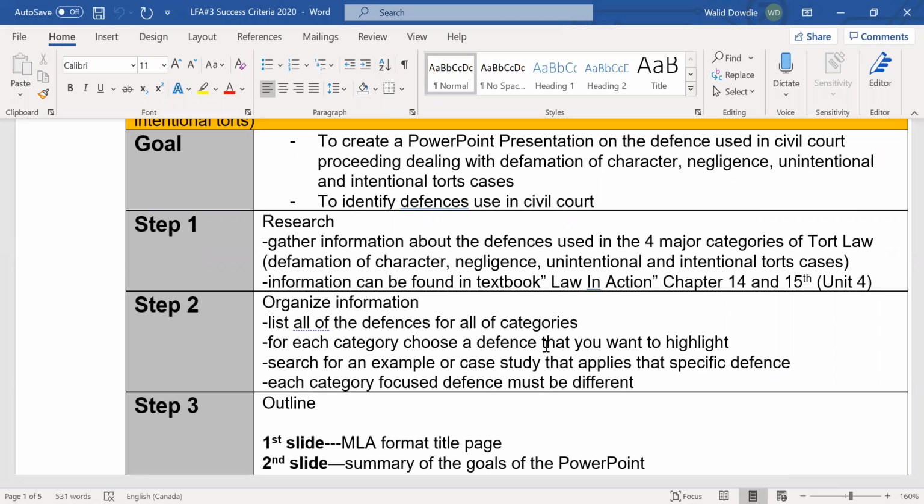So what I think I'm asking here is that for a certain case, let's say a defense for unintentional tort, there may be four different types of defenses. Choose one to give an example of, if I understand that correctly. But you should be able to find each one and explain how each one can be used. But one you're going to spend a little bit more attention to and focus on.